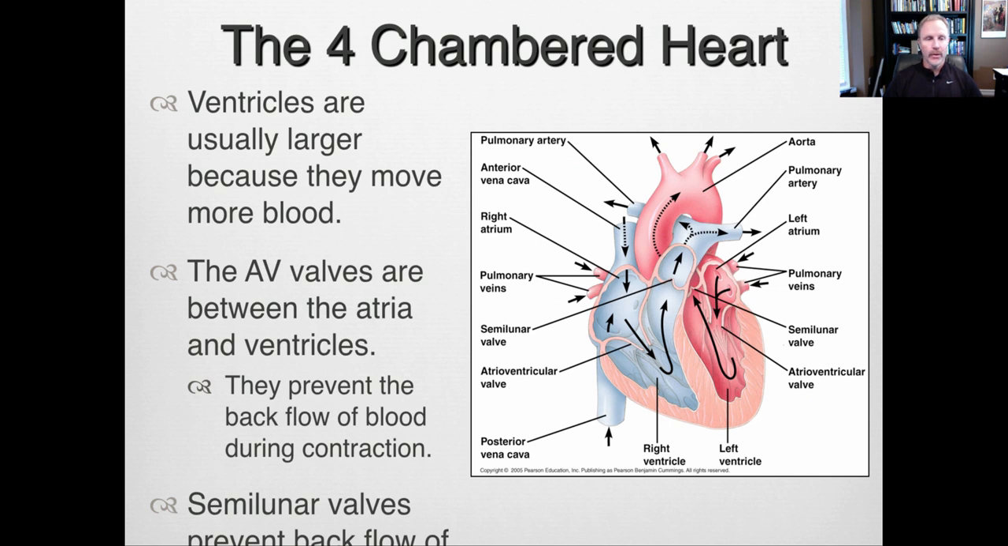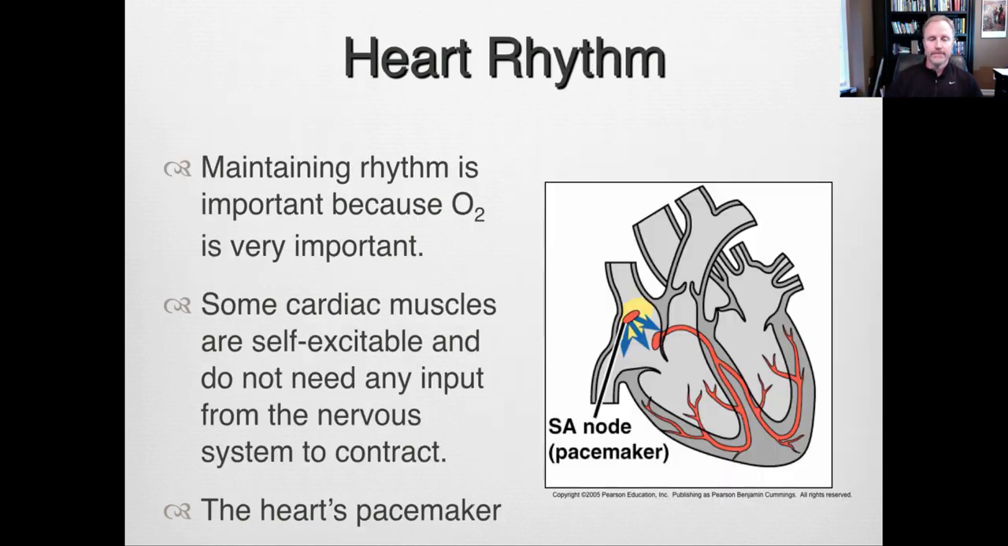Okay, so the ventricles, we said, are typically larger because they're going to be involved in moving more blood, or moving blood more forcefully throughout the body, for instance in the case of the left ventricle. And then you've got these valves. We talked about the atrioventricular valve, the semilunar valve, the tricuspid valve, the mitral valve, and how they've got different names and so forth, in prevention of the backflow of blood. Okay.